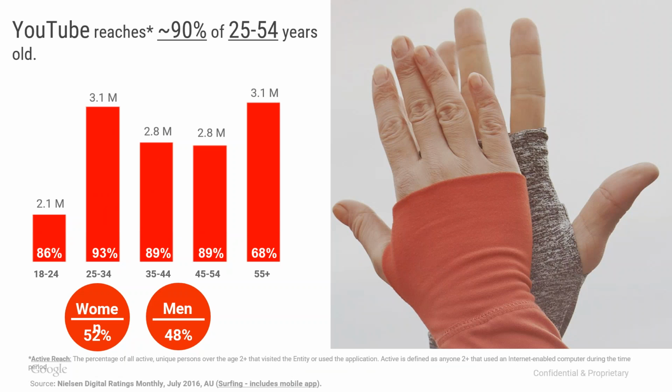And what's interesting is that the YouTube audience is not skewed towards a particular gender. So YouTube viewers, they represent 52% women and 48% men. And it reaches about 90% of users in the age range of 25 to 54. And that's where most of our customer demographic fall.